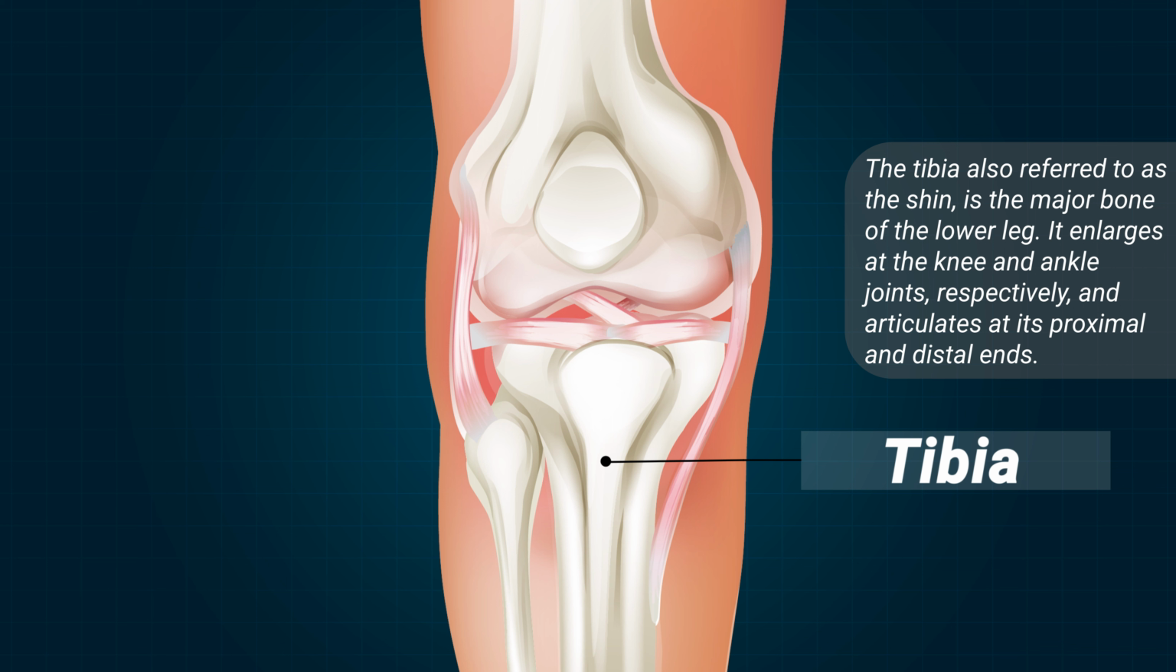It enlarges at the knee and ankle joints, respectively, and articulates at its proximal and distal ends. The second largest bone in the body and a major weight-bearing component is the tibia.